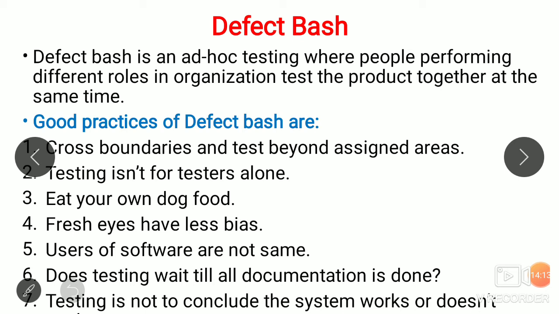Seventh one is, testing is not to conclude whether the system works or doesn't. Here we need to enable people to say the system works as well as enable them to break the system. Means we are going to do positive testing as well as negative testing. Positive testing means we are testing a product based on positive values. Here we are checking how the system will work by giving positive values.